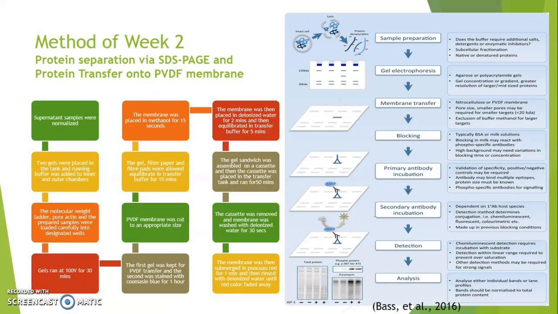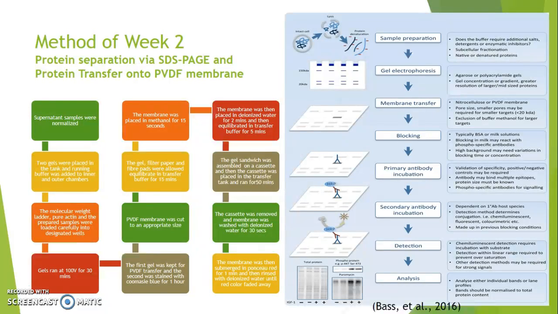Method 2 of week 2. This is the protein separation via SDS-PAGE and protein transfer onto PVDF membranes. The supernatant samples were normalized, 2 gels were placed in the tank and the running buffer was added to the inner and outer chambers. The molecular weight ladder, pure actin and the prepared samples were loaded carefully into the designated wells. The gels were run at 100 volts for 30 minutes.